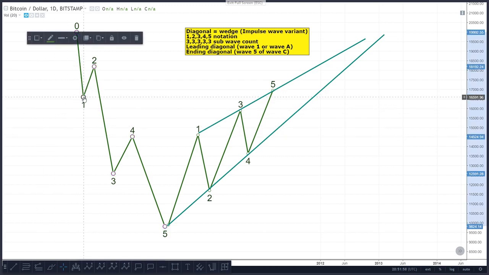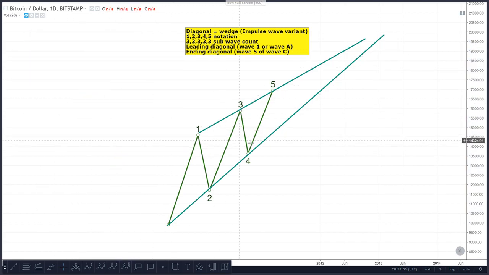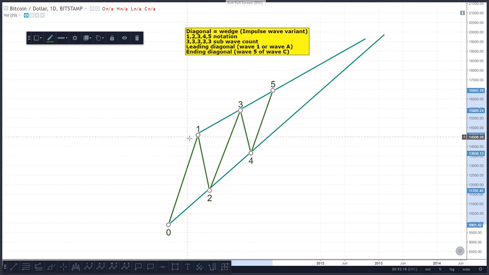Okay, so let's just take that off. So there I've illustrated the importance of differentiating or labeling it correctly as an impulse wave. I see it time and time again where people are calling it an ABCDE, but it is in fact a 1, 2, 3, 4, 5. And as I say, 4 overlaps with wave 1, which does mean that it's not a regular impulse wave. And the waves are contracting, so typically they're getting smaller.